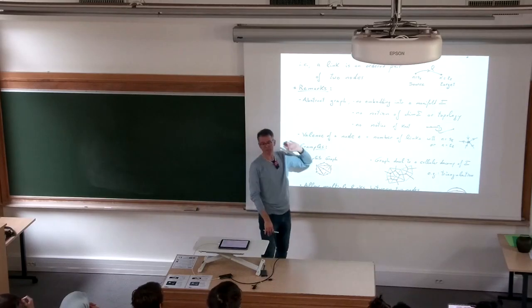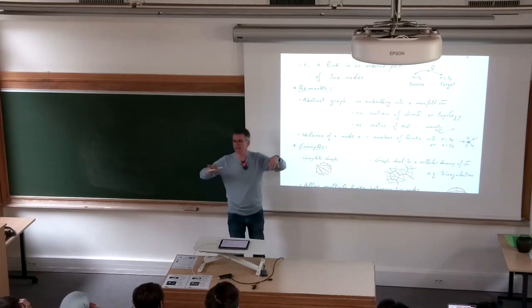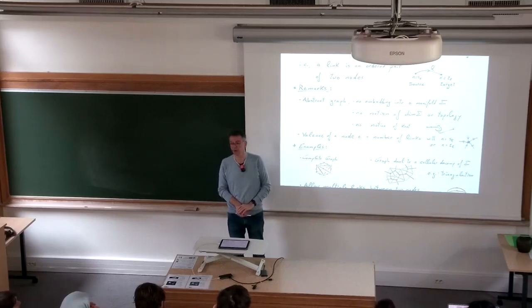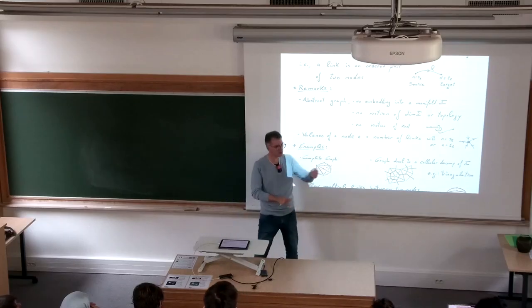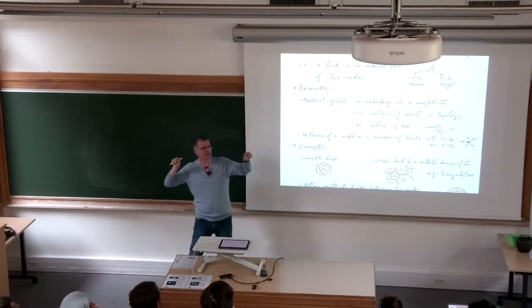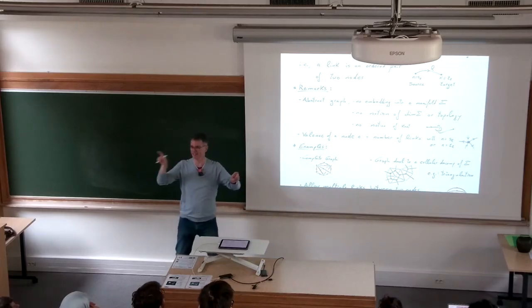So this is an abstract graph. There is no embedding into a manifold. There is no notion of the dimension of the manifold. There is no notion of the topology of the manifold. There is no notion of, is there a knot in a link? Because it just tells you there's a source, there's a target, and there's a link.